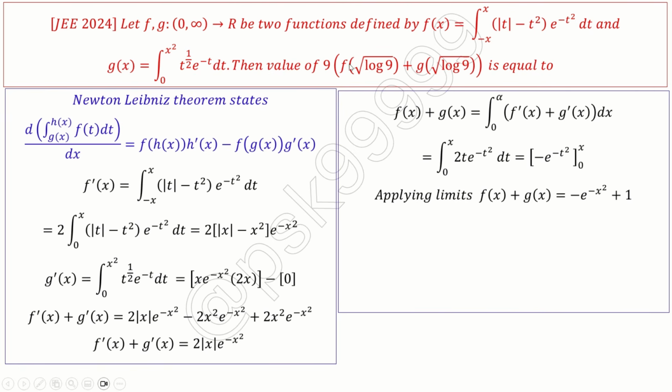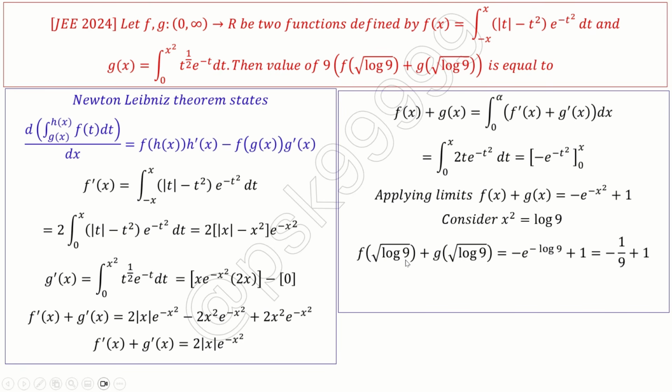Now if I replace x with the square root of log 9, then x square is log 9, correct? Simple. So f of square root of log 9 plus g of square root of log 9 is nothing but minus e to the power of minus log 9, which I can write as e to the power of log of 1 by 9. Then this will become minus 1 by 9, correct? Minus 1 by 9 plus 1. And then 9 times of this one, right? That's what I need. So 9 times of this one is nothing but 9 minus 1, which is 8. That's the answer. Hope you understood how we derived this expression finally.